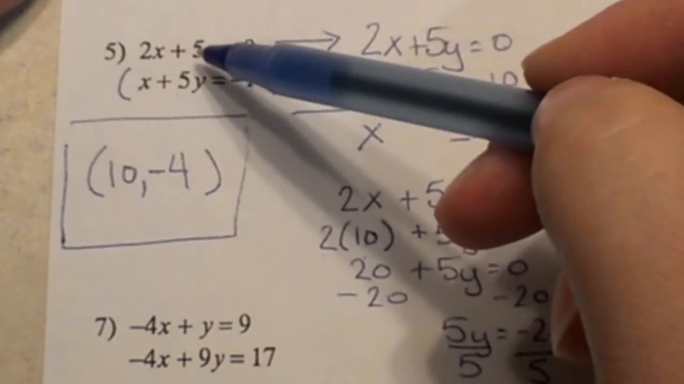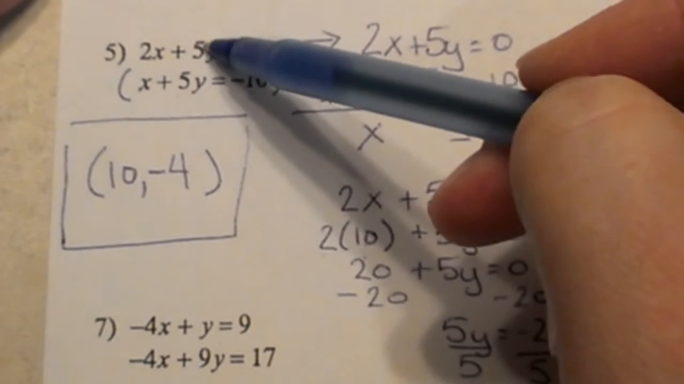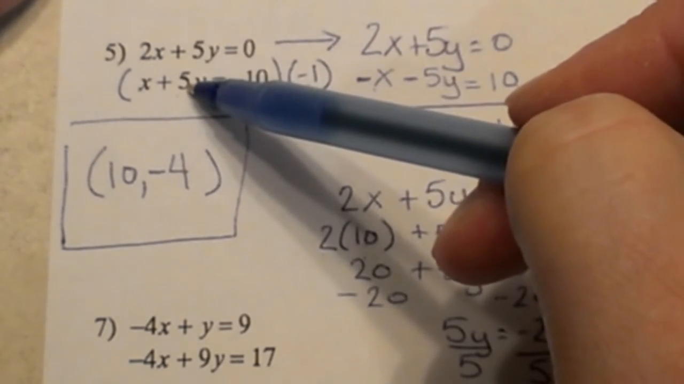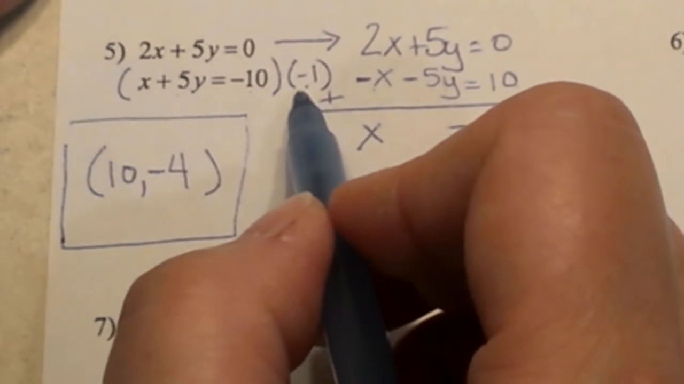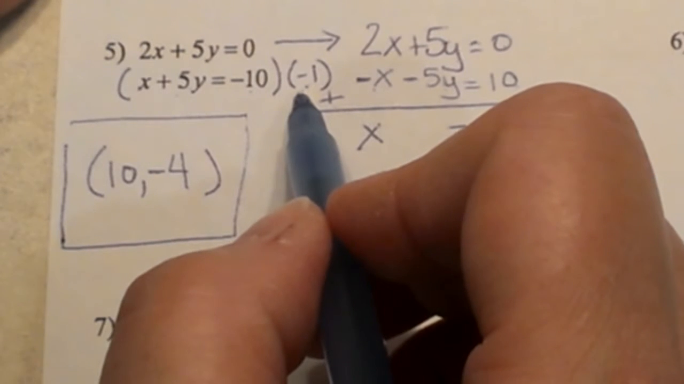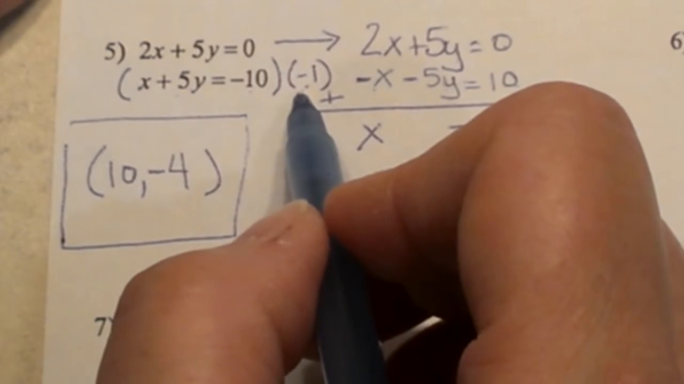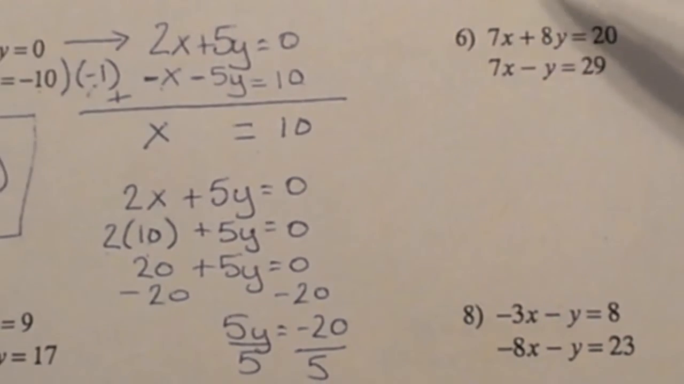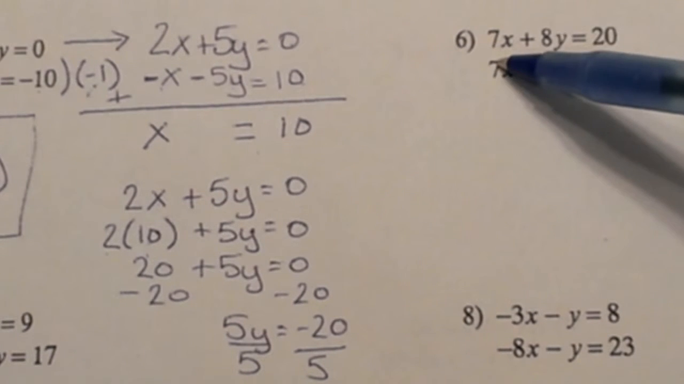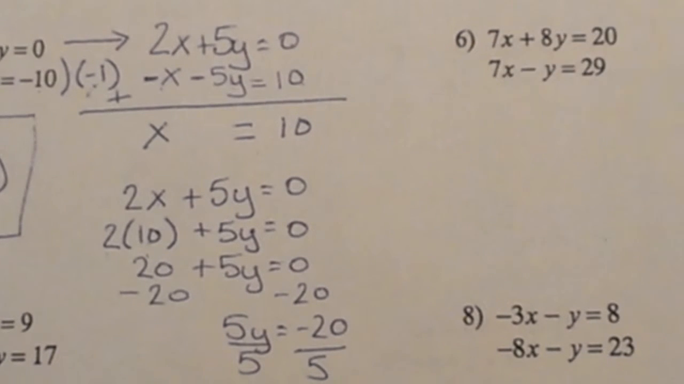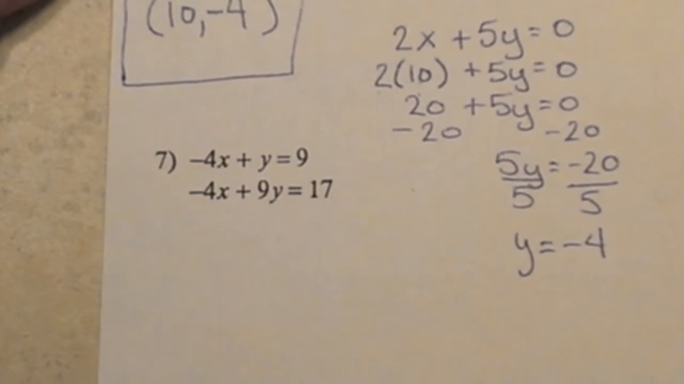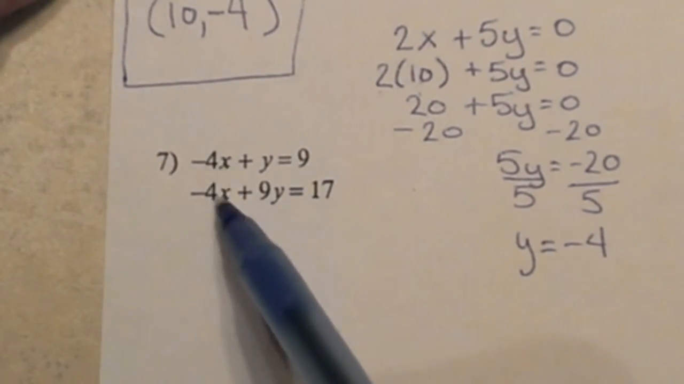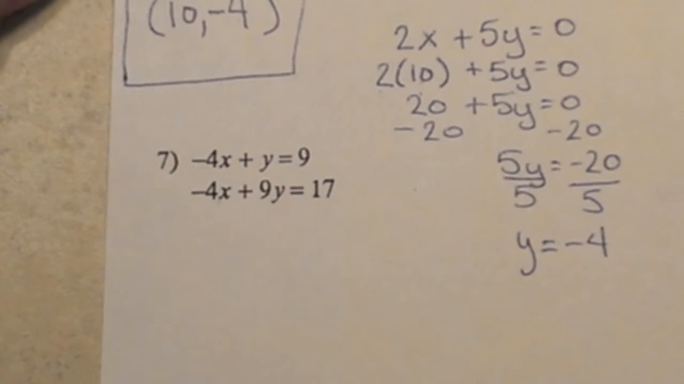Remember that the key in this problem was the numbers, or the coefficients, were the same, but they were not opposites, so our strategy is to multiply just one of the equations by -1. It doesn't matter which equation I use, just one of them. The same thing is going to happen in question number 6. I have coefficients that are the same, they're not opposites, so I'll have to multiply one of those equations by -1. And in number 7, my coefficients for x are the same, I'll have to multiply one of them by -1.